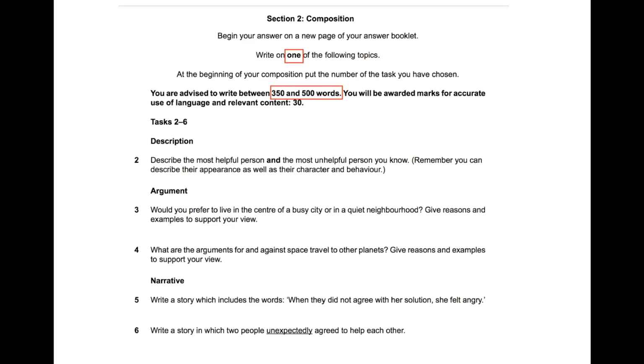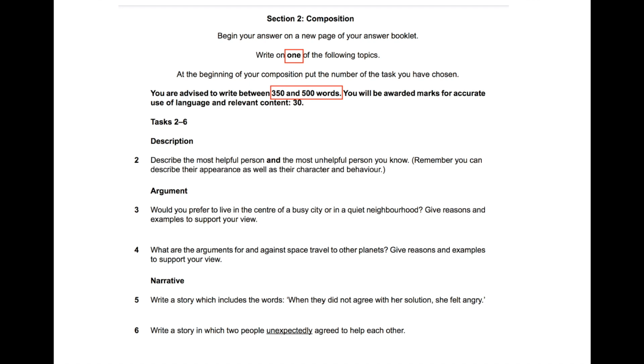Okay, so let's move on to Section 2, which is the composition section of the writing paper. Now, the main difference between the composition section and the directed writing section is that in the second section, you are able to choose the question that you want to write about. And as you can see, you only have to select one of the topics which are made available to you.